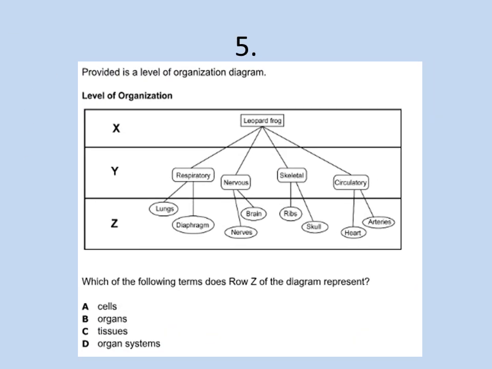Question 5. Provided is a level of organization diagram. Which of the following terms does row Z of the diagram represent? A. Cells, B. Organs, C. Tissues, D. Organ systems.